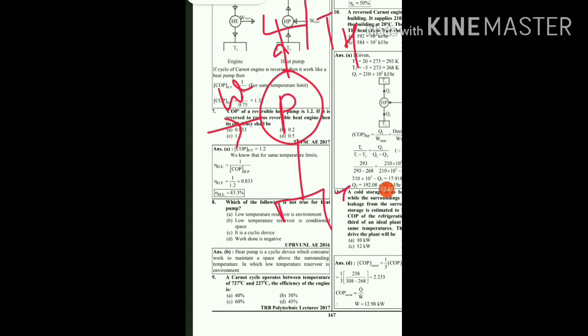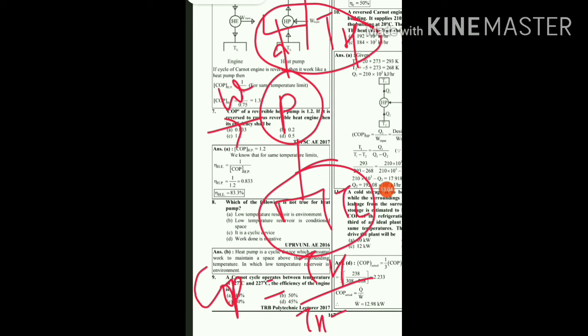The next question: which of the following is not true for a heat pump? Basically, a heat pump is a device where the desired effect occurs at the high temperature side, that is, at the higher temperature, which means the surrounding will be at a lower temperature. Here its COP will be equal to TH upon TH minus TL for a reverse heat pump. Now there are a number of options. The first option is low temperature reservoir is environment, so it is correct.